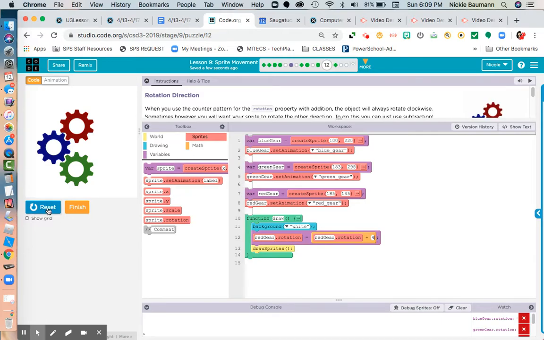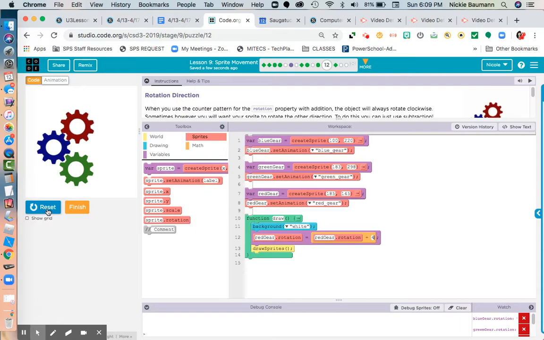So let's reset and see if this will run. Awesome. So right now, my red gear is rotating. Perfect. I'm happy with it. Let's work now on the blue gear. And you'll notice in my picture, the blue gear is actually going in the opposite direction.